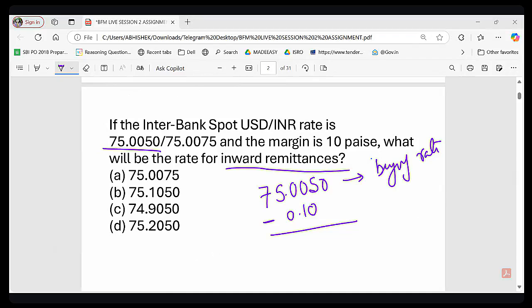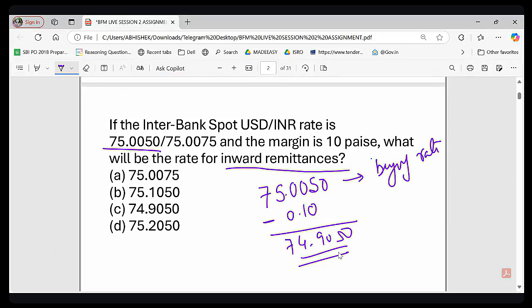Option number C, correct. Very good. It is 74.9050, right? Awesome. Because if you subtract 0.10 from 75.0050, you will get 74.9050. So let's quickly understand why we subtracted the margin.